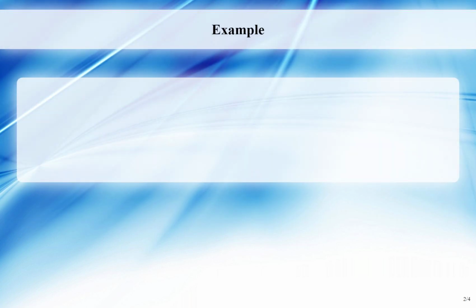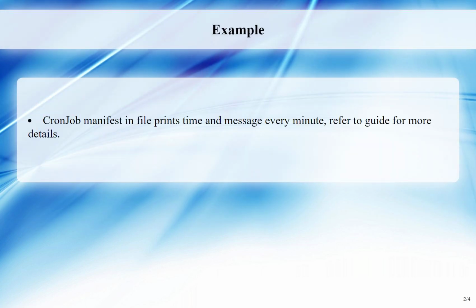Example: the provided cron job manifest in the application job cronjob.yaml file prints the current time and a hello message every minute. For a more detailed explanation, refer to the guide on running automated tasks with a cron job.